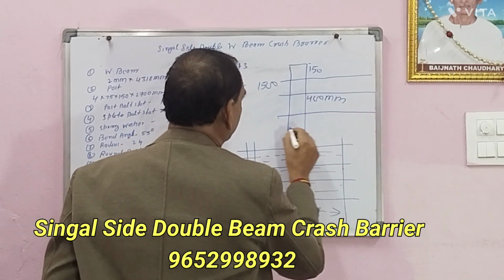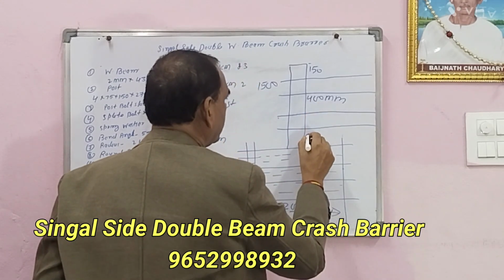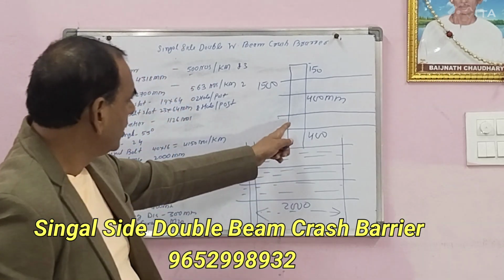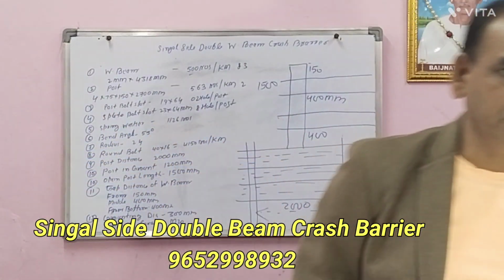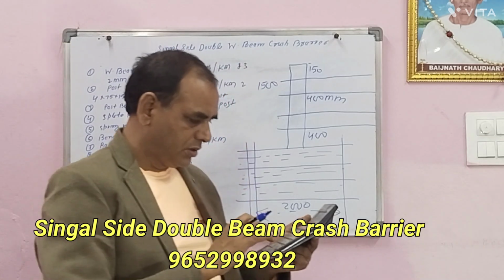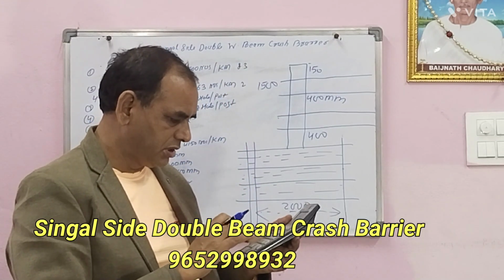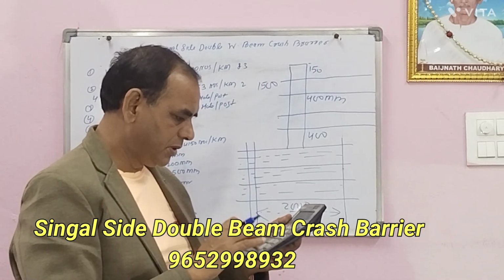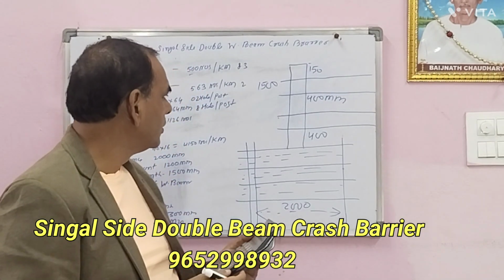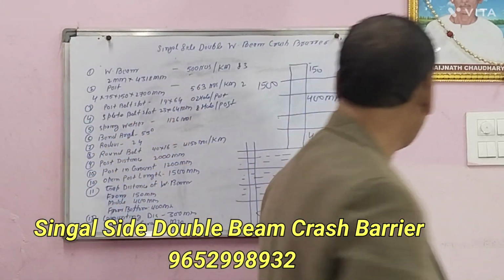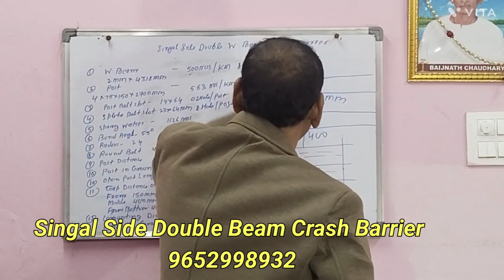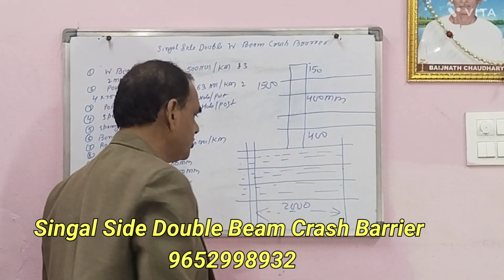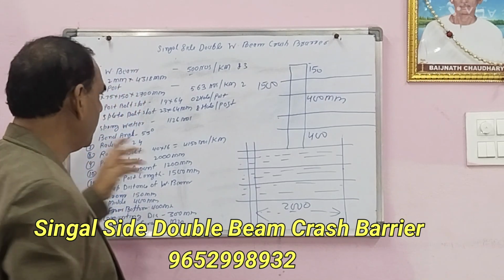Again you maintain the 400 mm. Understand? So 330 plus 330 plus 800 plus 150, approximately the total will come. Like this we maintain the gap for the W beam crash barrier.